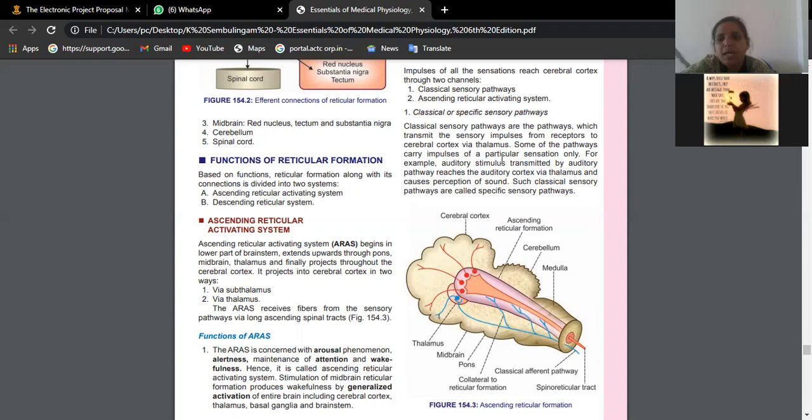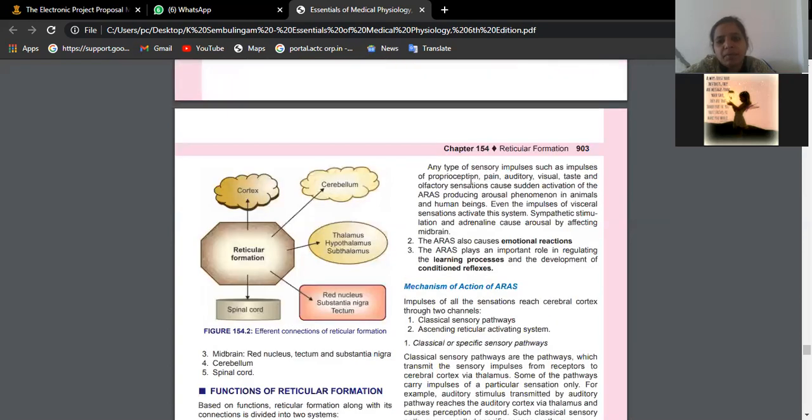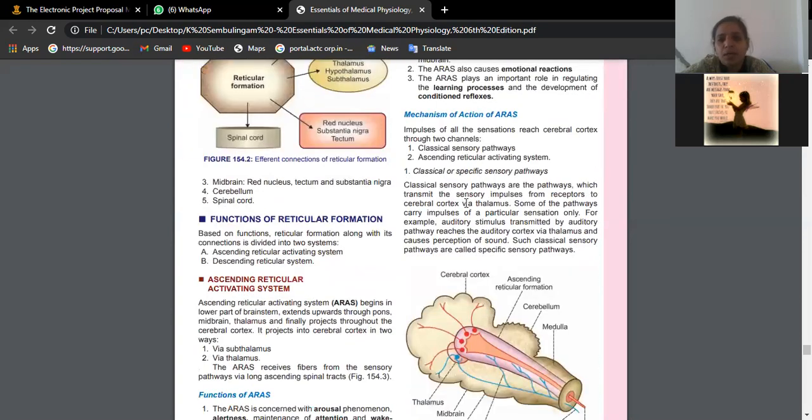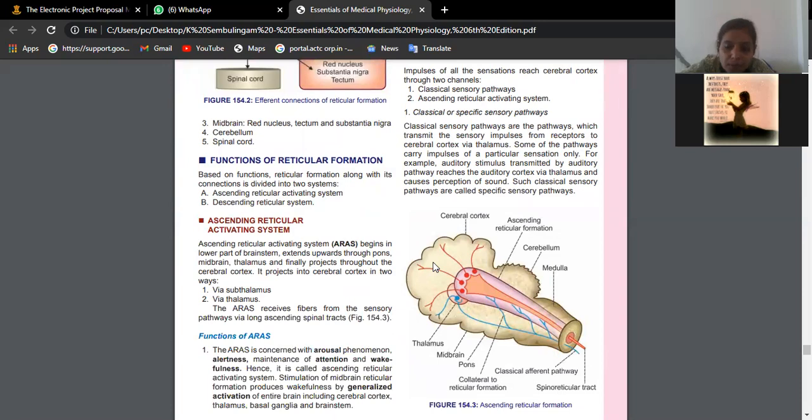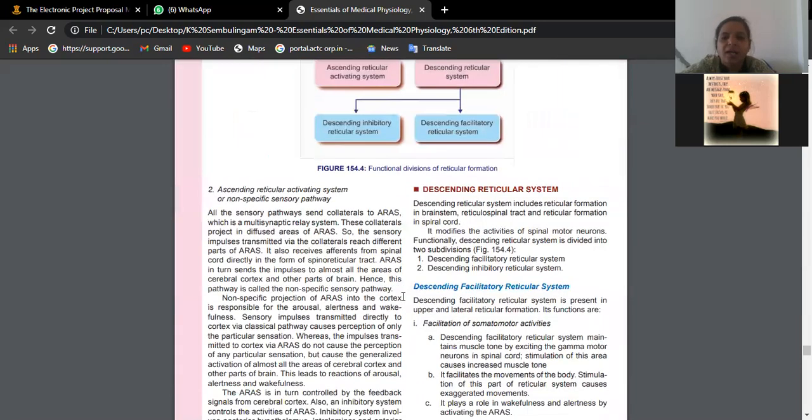Some of the pathways carry impulses of particular sensation, auditory. See, the points are repeated. Whatever we have studied here, again he is trying to tell you the same thing, but he says it is a specific sensory pathway. That means the pathways, like auditory, olfactory, are all traveling to the cerebral cortex. That is the ascending tract.